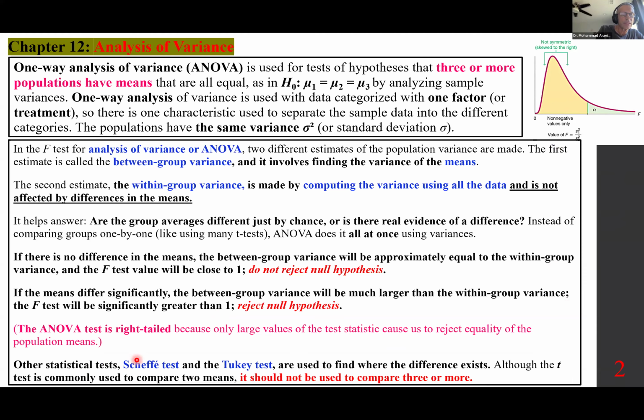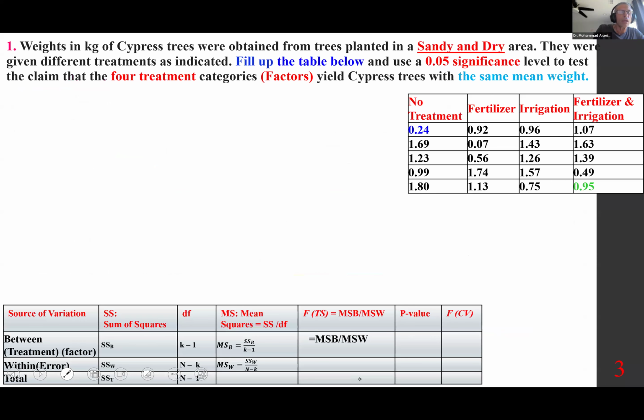Other statistical tests, the Scheffé test and Tukey test, are used to find where the difference exists. Although the t-test is commonly used to compare 2 means, it should not be used to compare 3 or more. So in short, ANOVA, analysis of variance, is used when we have more than 2 samples, and it just tells us whether there is a difference or not. But where does the difference land? It doesn't indicate that.